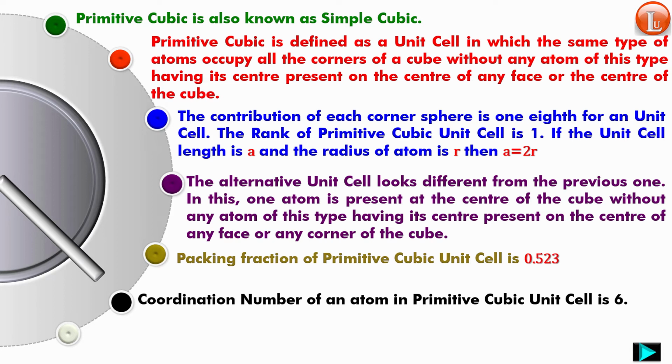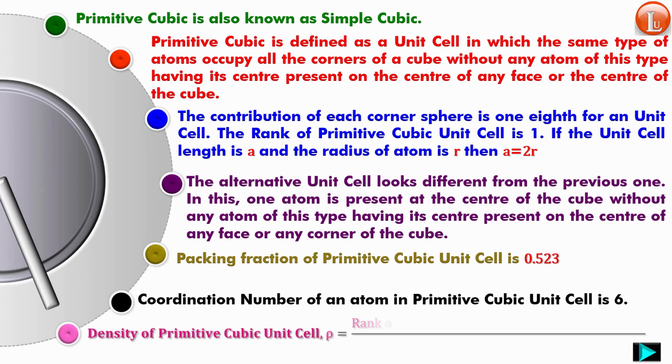Now, density of any unit cell is mass of the unit cell upon the volume of the unit cell. Unit cells, remember, have single or double or few atoms only. So the mass of an atom would be the atomic mass upon Avogadro's number. If you multiply the rank with the mass of an atom, that would give you the mass of the unit cell, and that upon a cube would be the density. So density of a primitive cubic unit cell, rho, is rank of the unit cell into molecular mass, read the molecular mass as atomic mass, upon a cube into Avogadro's number. So that was the primitive cubic unit cell.